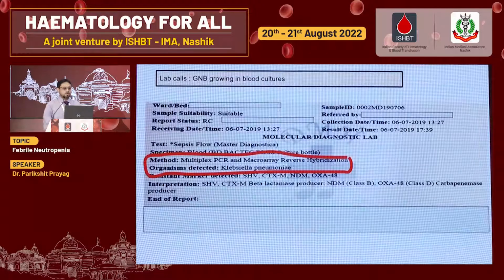towards a non-bacteremic process. So then the lab calls you saying that this patient is growing gram-negative bacteria in blood cultures. This is the time to get all your microbiological workup in place.